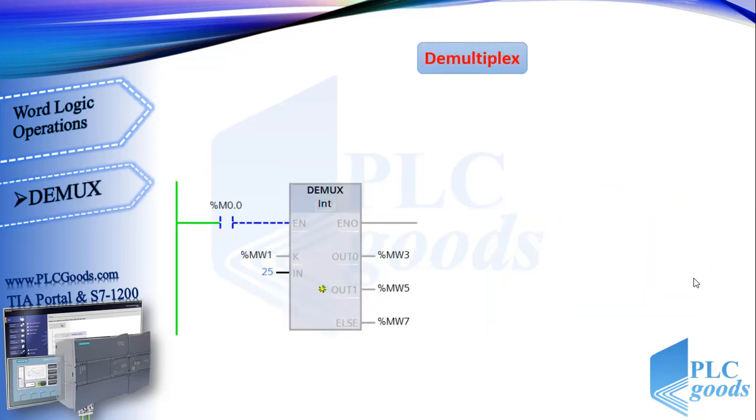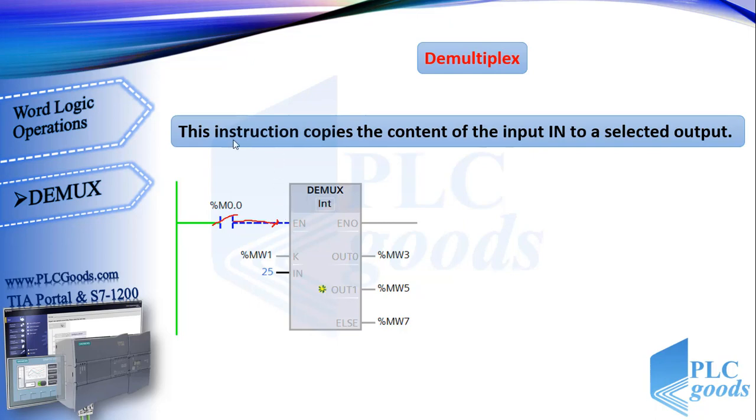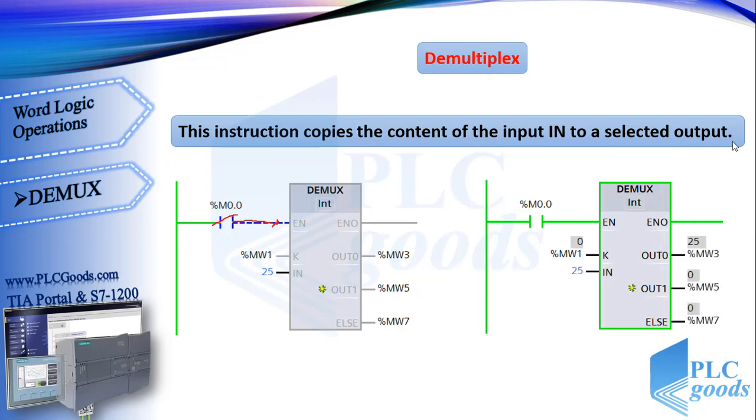Here, we see the last instruction in this video, demultiplex. When we use this instruction, it copies the content of the input into a selected output. Here the k input is 0, so the number 25 will be copied to the first output. If it was 1, it is copied to the next output. Otherwise this number is copied to the last output. We can have up to 32 outputs for S7-1200 CPUs.